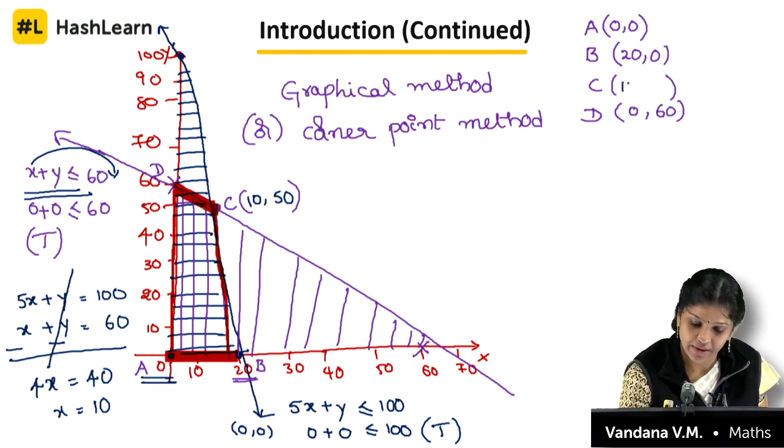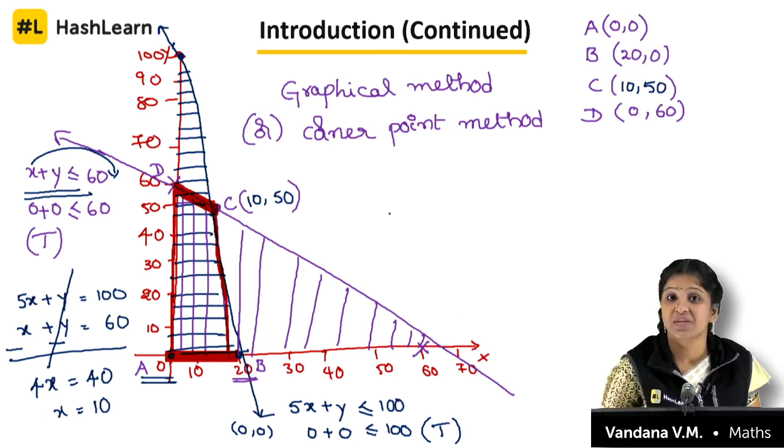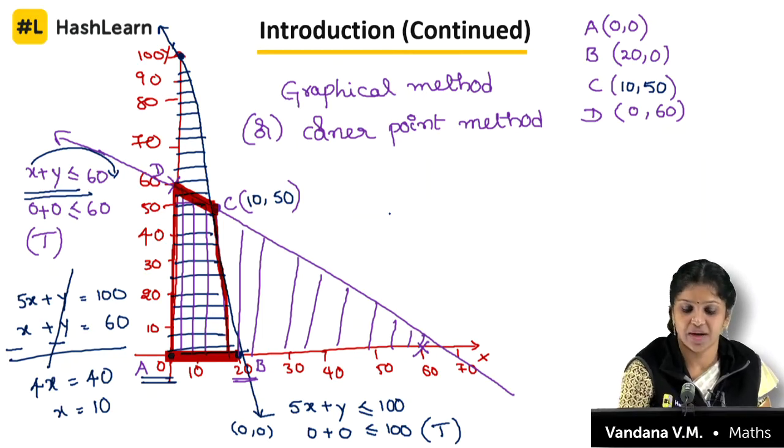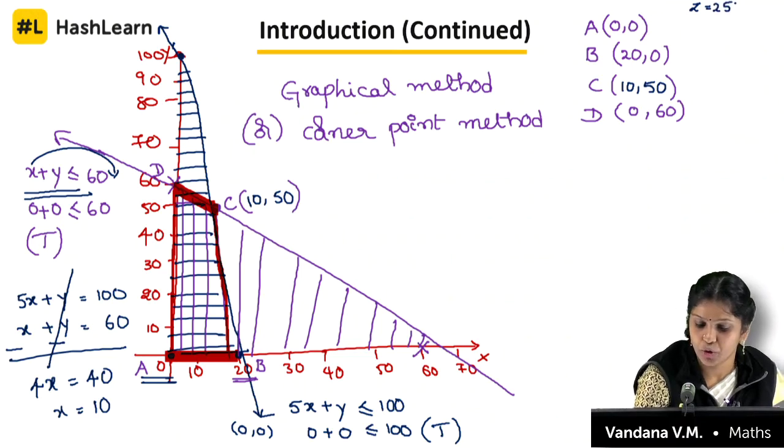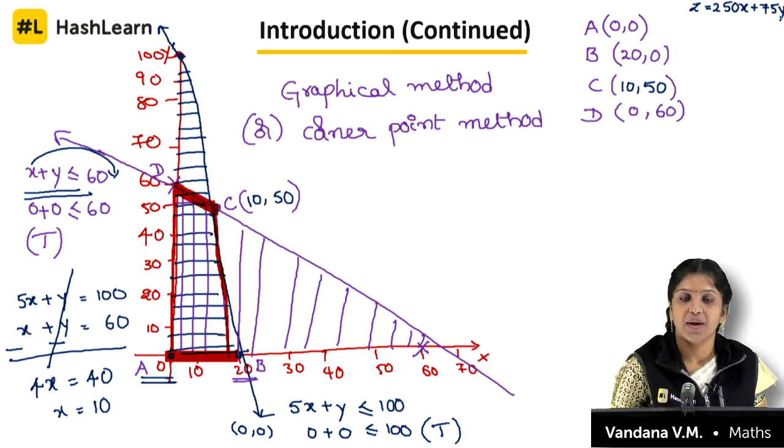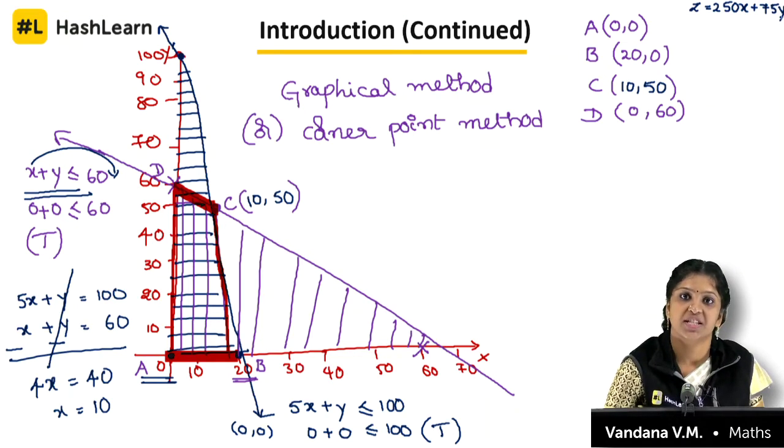Now please write this corner point 10 comma 15. Now what is my intention? What is my objective? I have to maximize the profit. So please write that. Z is equal to, what is the equation? 250 into x plus 75 into y. Okay, so this is my intention. Substitute all the corner points.